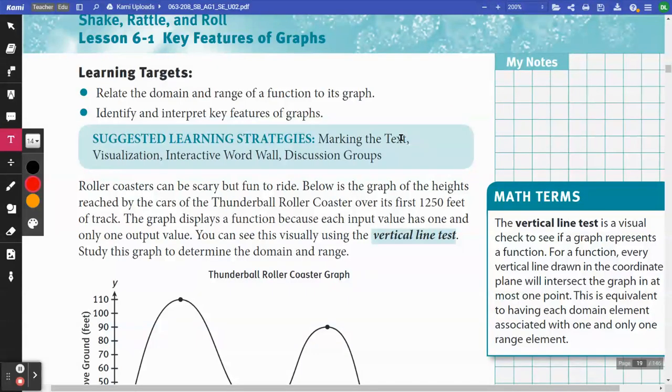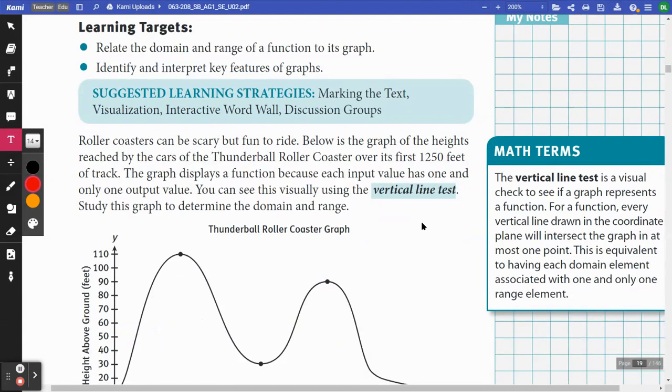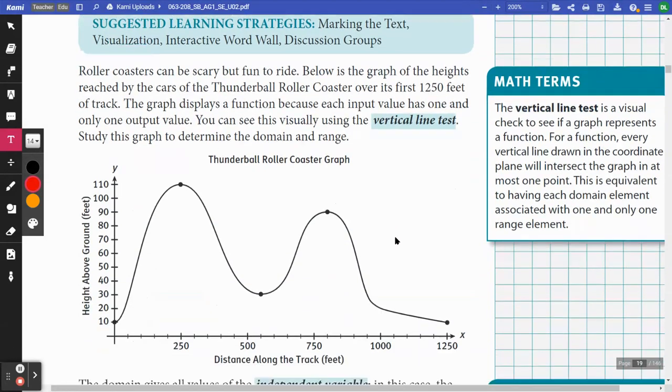So, talking about roller coasters. Roller coasters can be scary and fun to ride. Below is a graph of the height reached by the cars of the Thunderball roller coaster over its first 1,250 feet of track. The graph displays a function because each input has exactly one output, and you can see this visually by using the vertical line test.